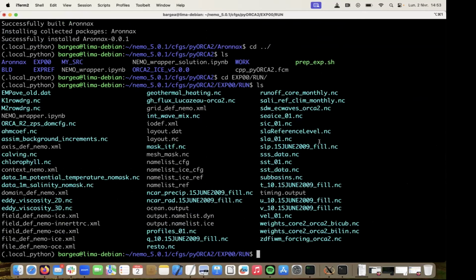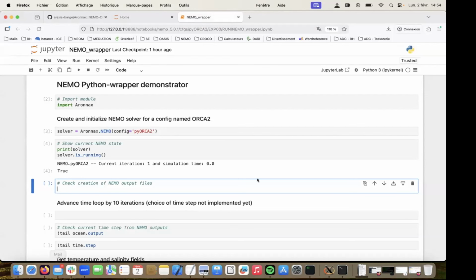we can see, so we cannot see, but trust me, a difference from the last time I went into this directory. New files: ocean outputs, timing output, which are classical NEMO logs that are created when NEMO starts. NEMO has created them, not from the standard way of executing NEMO, just because I asked it to start from the Python wrapper.